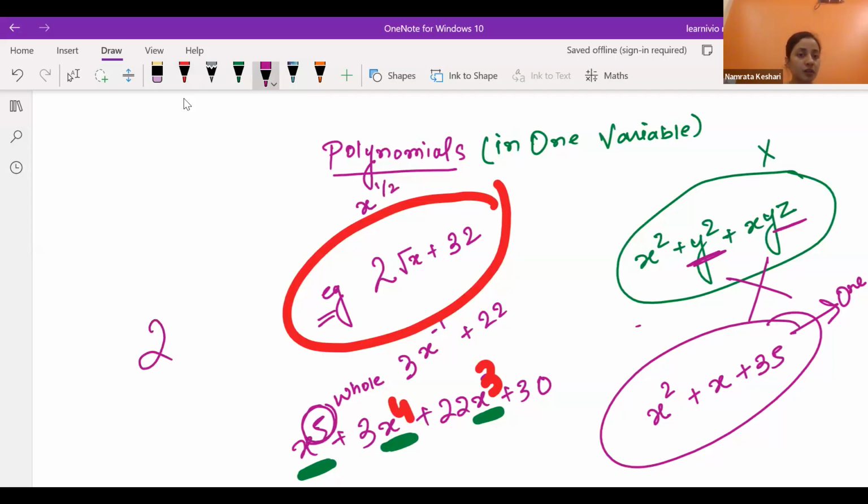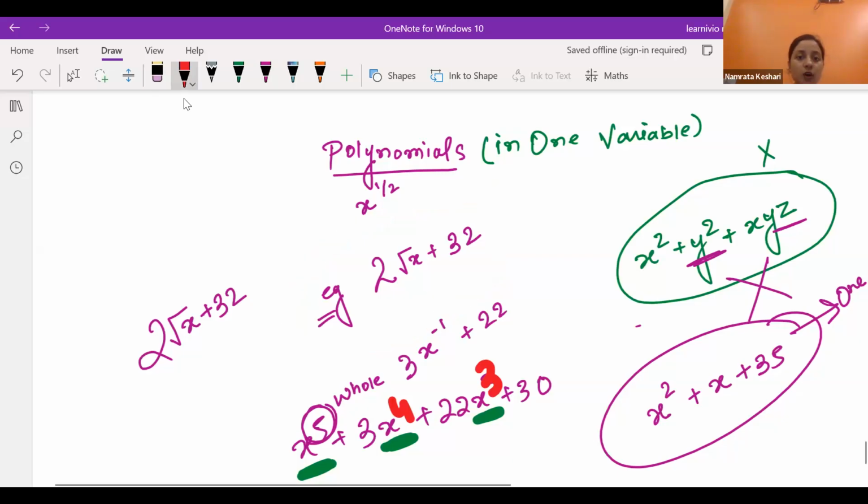Yeah. But it's not a 2, whole number. That's not a whole number. Okay, so the example which I have given, that's an algebraic expression but not a polynomial. Why? Because here the x power is not a whole number. Getting it? Yes, ma'am.